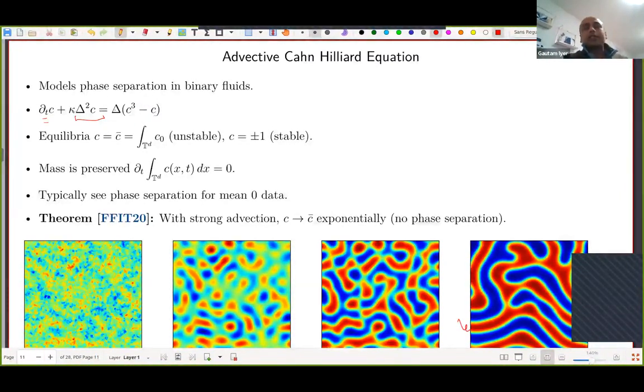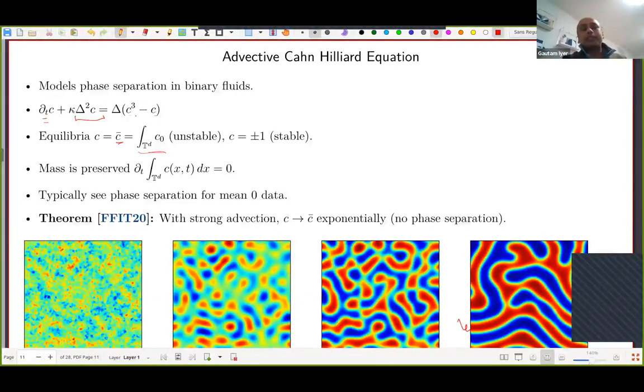Again, you probably noticed if I just expand this nonlinearity, I have minus Laplacian C on the right-hand side. So that's Laplacian with the wrong sign. These are growing modes. This equation has been extensively studied. What are the equilibria of this equation? Let's call C bar the average. This average over here is unstable.